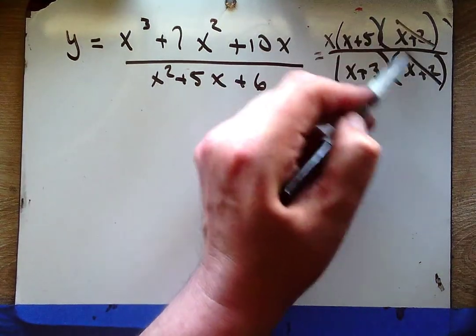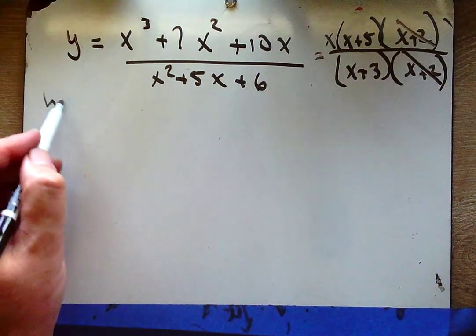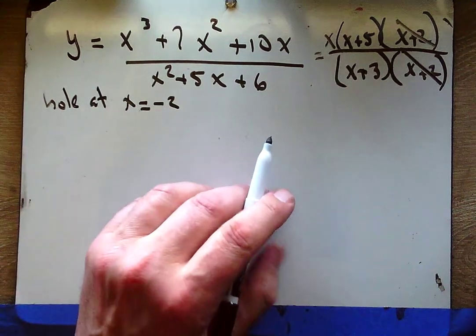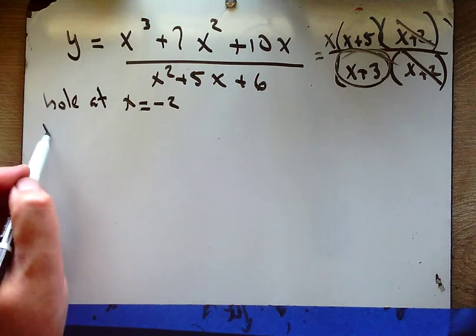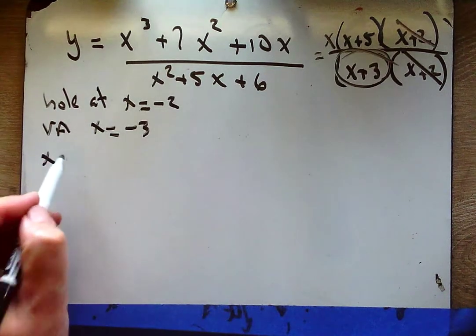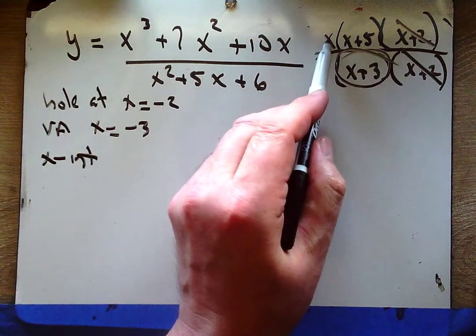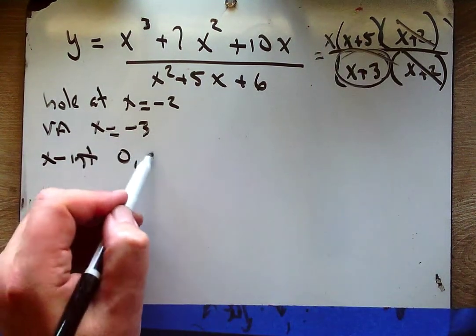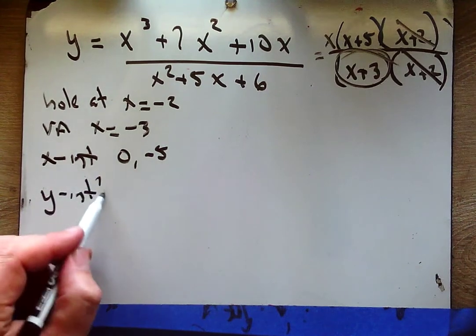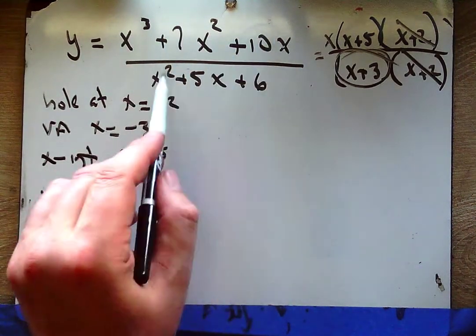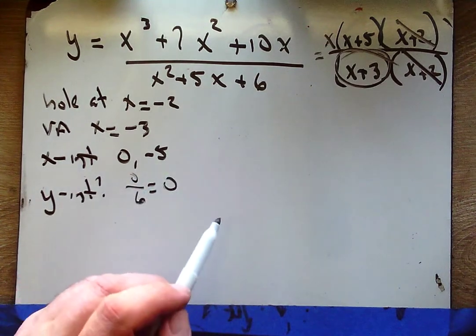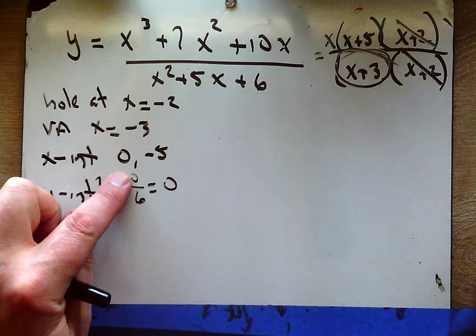And because of this, I see that there's a hole at x equals -2. There's a vertical asymptote at x equals -3. There are x-intercepts at 0 and -5. And my y-intercept? Well, if you plug in 0 for all these x's, you end up with 0 over 6, or 0.